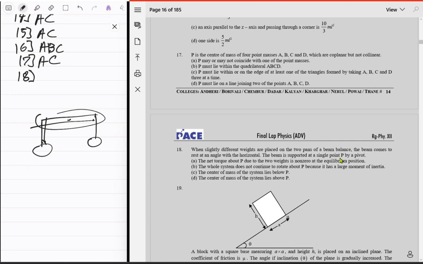Slightly different weights and it still comes to balance. Oh, there's only one way. If this is massless, which it should be in an ideal condition, then this pivot point should be over here. That explains a lot. Okay, so it's actually not at the center. Okay, did not talk about P due to the two weights is non-zero. No, it is zero. Okay, the whole system does not continue to rotate about P because it has large.